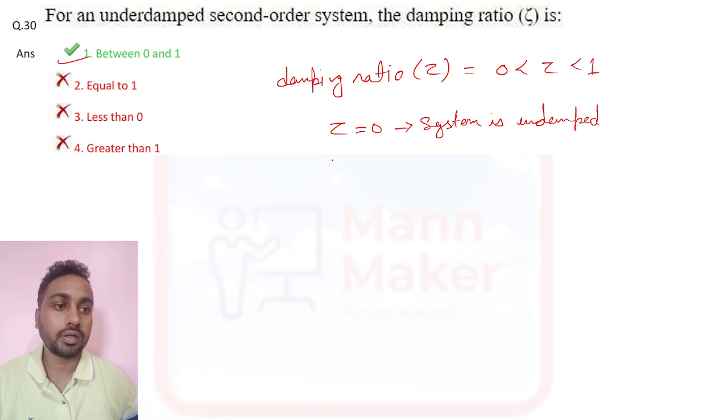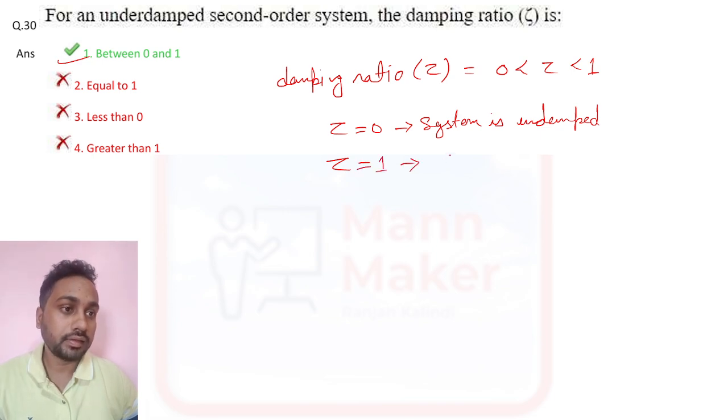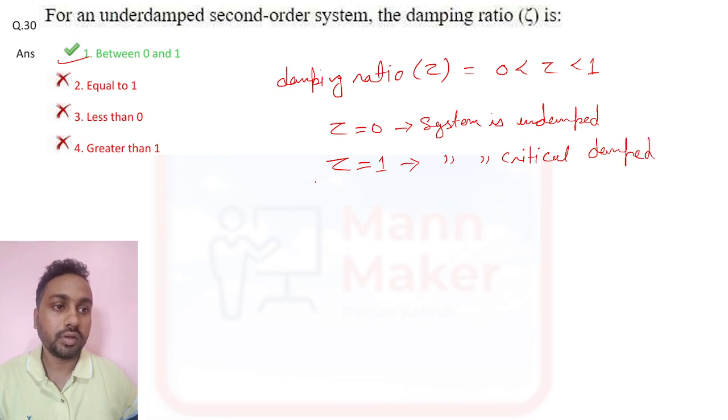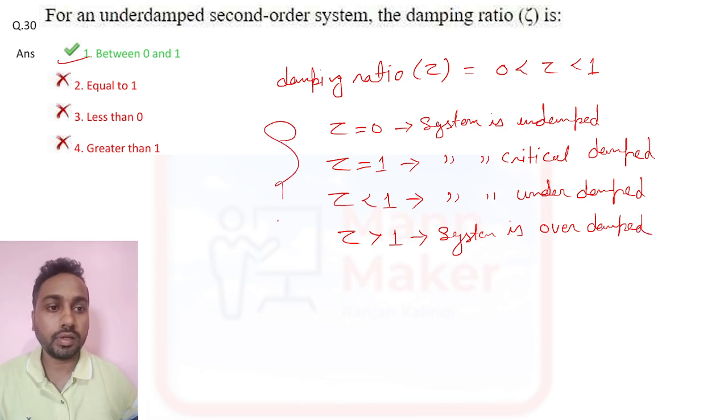The system is called undamped when the damping ratio is 0. When the damping ratio is equal to 1, the system is critically damped. When the damping ratio is less than 1, the system is underdamped. When the damping ratio is greater than 1, the system is called overdamped. So just remember all these points.